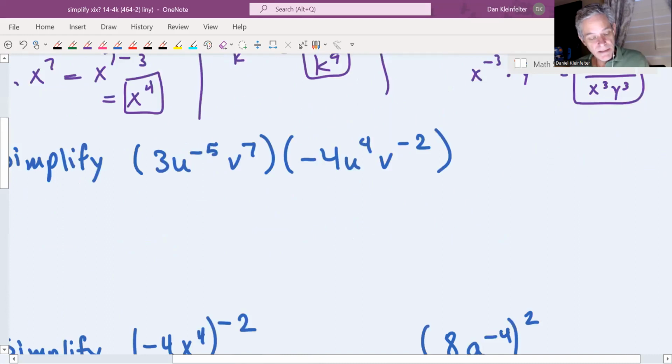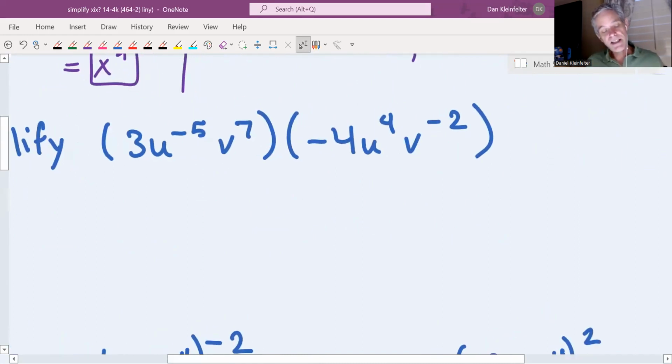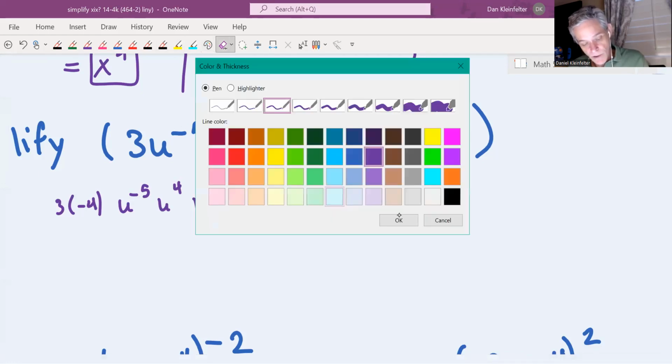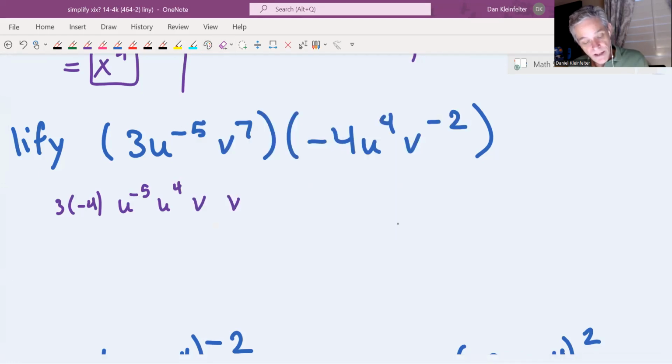Okay, here's one that has more stuff, u's and v's. Again, I'm going to first rewrite this so that the number things are together. And then let's put the powers of u together. And then finally the powers of v together. I said v and wrote it twice. That should be a v to the 7th, v to the minus 2.